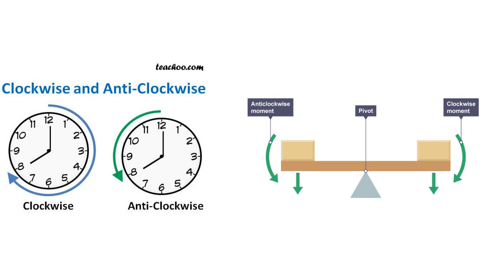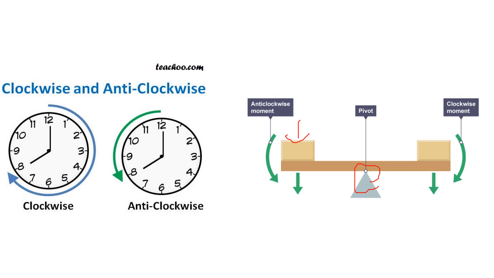Moment has two kinds of moments. One is clockwise and the other is called as anti-clockwise. It is dependent on the direction in which the clock is moving. You can see that this is the pivoting point. Here, if a force is applied, this rotation is called as clockwise. If a force is applied on this side, the rotation is anti-clockwise. Then it is called as anti-clockwise moment.